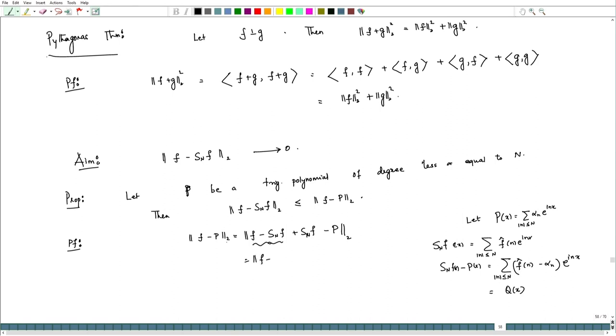So let me rewrite this as S_n f plus q. As we have seen previously, f minus S_n f is perpendicular to q. Therefore, by Pythagoras' theorem, squaring both sides, norm of f minus p squared is equal to norm of f minus S_n f squared plus norm of q squared, and the norm of q is a non-negative quantity. So this is a non-negative quantity added.